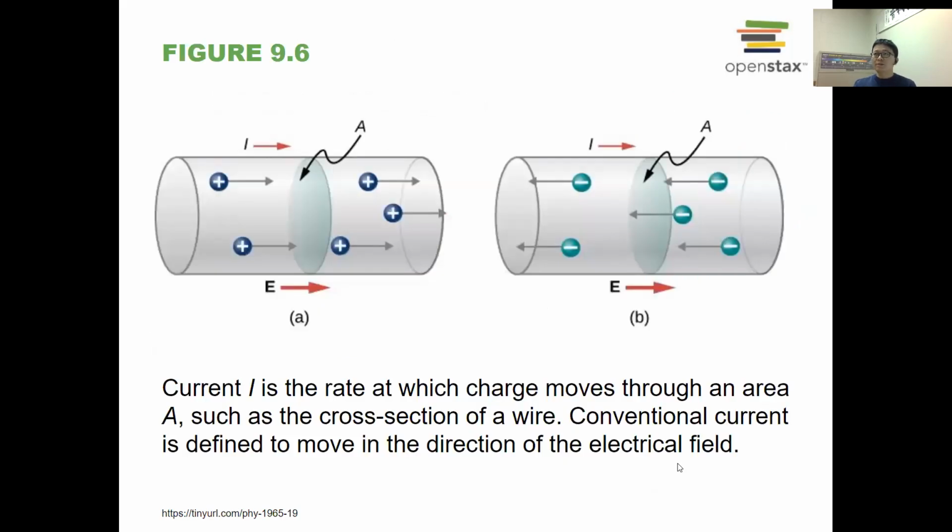So charge could be positive, could be negative. That depends on the type of charge carriers you have. You might have positive charge carriers, you might have negative charge carriers. If you have positive charge carriers, then the motion of the charge carriers is in the same direction as the current. If you have negative charge carriers, which is most of the case, as electrons, like in electronics, where everything has negative charge carriers, then the current and the movement of the charges are actually in opposite directions.